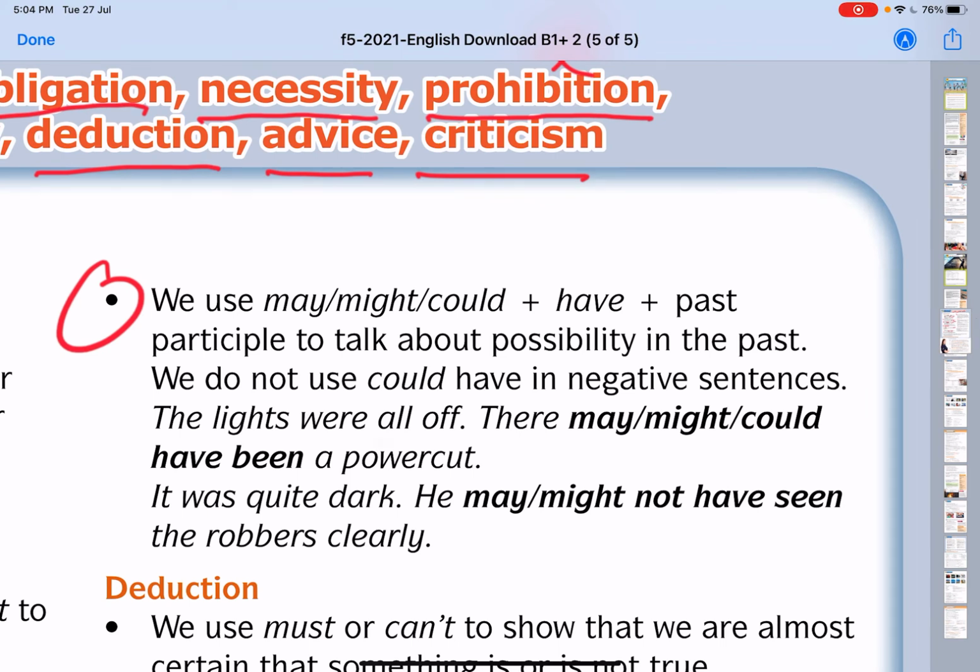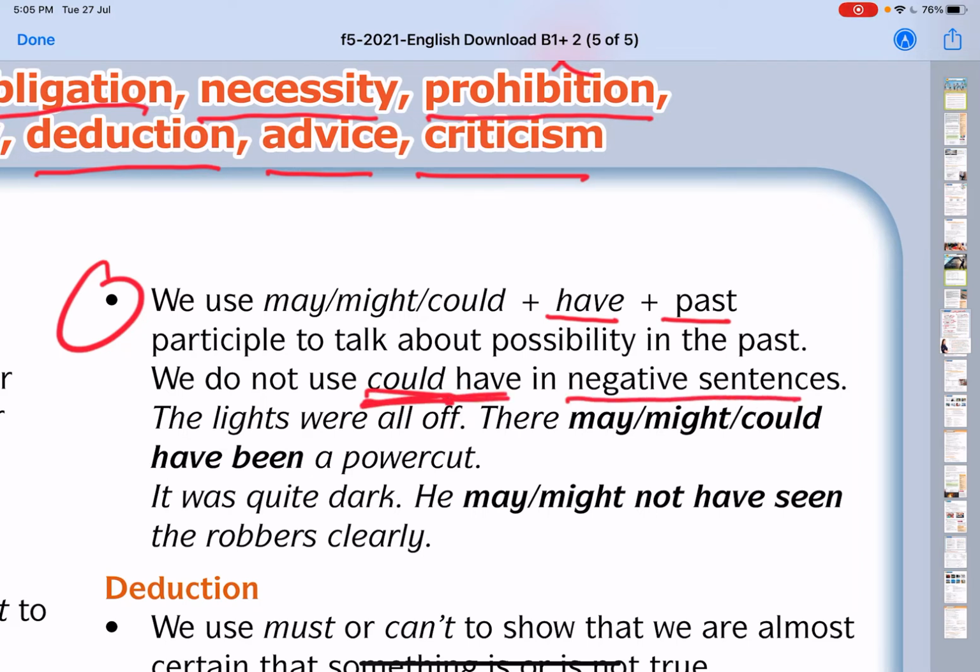We use may or might or could plus have and past participle to talk about possibility in the past. So past participle, I think we have looked at this topic before. You can go and revise it in your grammar notes. We do not use could have in negative sentences. Again, sama macam tadi, could have ni tak guna dalam ayat yang negatif.